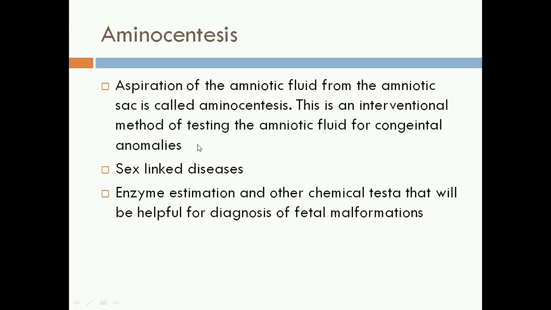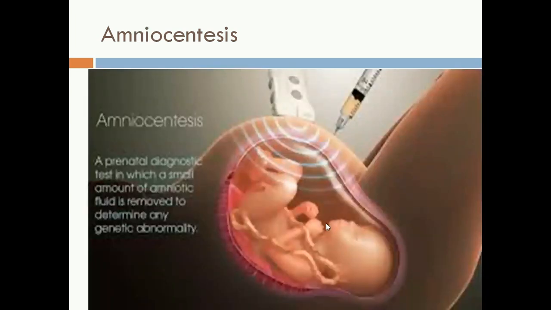In this we can see sex-linked diseases, enzyme estimations, and we can also see developmental anomalies and chromosomal disorders. There is also chemical testing that can be done with markers, and it is helpful in diagnosing congenital fetal malformations. This image shows you how amniocentesis is done.